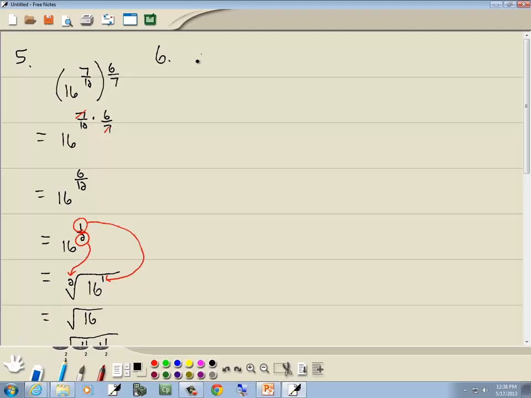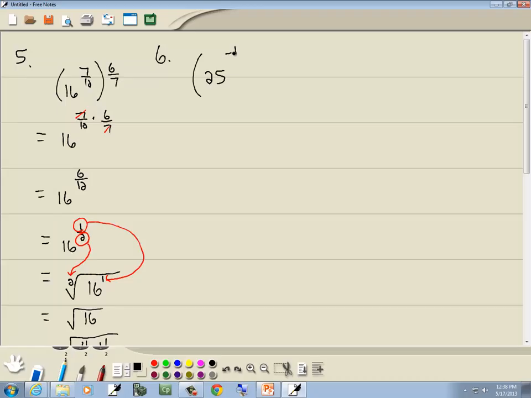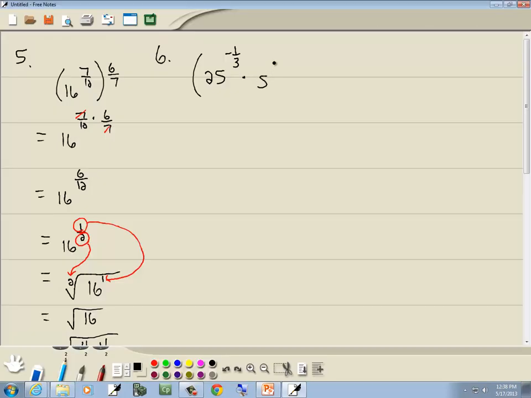Okay, let me see. We got 25 to the negative 1/3 times 5 to the 11/3, all to the negative 2 power. Well, there's different ways of working these problems. Typically, I try to ignore shortcuts I may see, and I try to follow my order of operations. Please excuse my dear Aunt Sally.